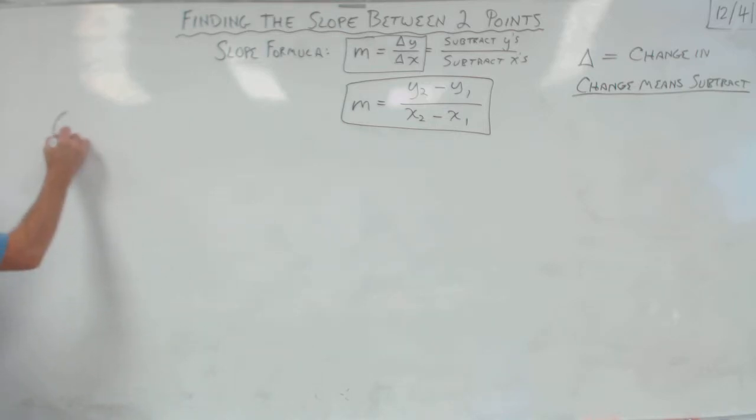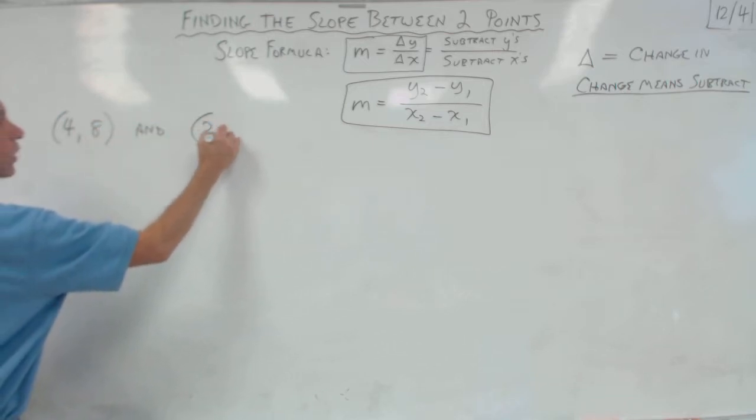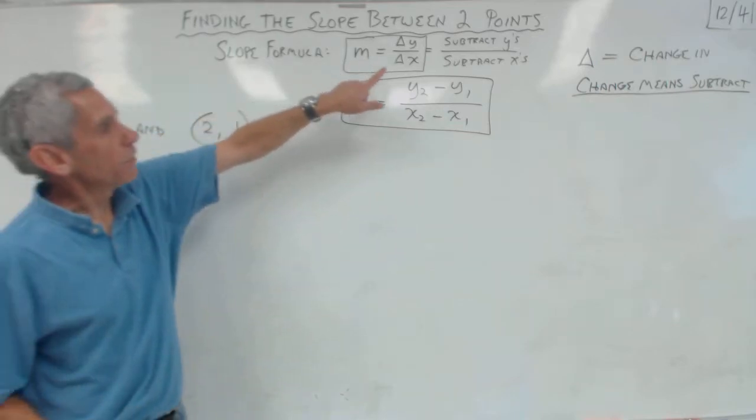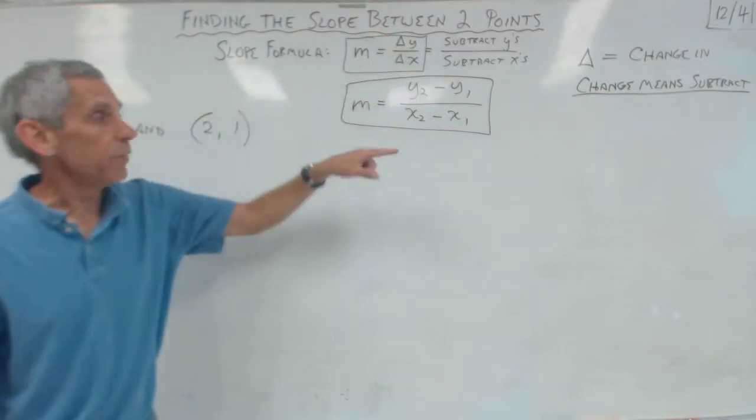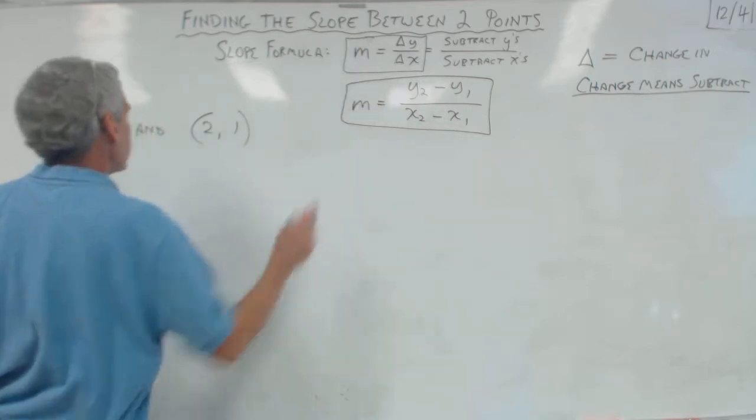Let's say I gave you (4, 8) and (2, 1). And I asked you to tell me the slope. Well, I'm going to use my formula. I'm going to use this, basically. It's basic. Well, I'll use this first, and then I'll show you that.